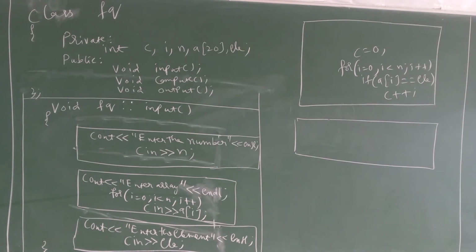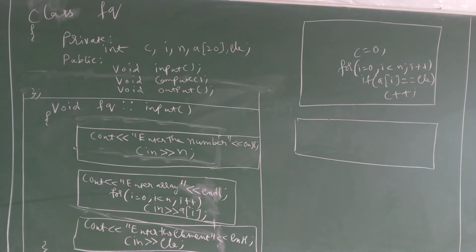Okay. Now you see there. Now you listen very carefully. Void FQ scope resolution operator input, as you are seeing. Then what I have written there? cout, enter the number, endl. I repeat: cout, enter the number and endl. cin >> n.